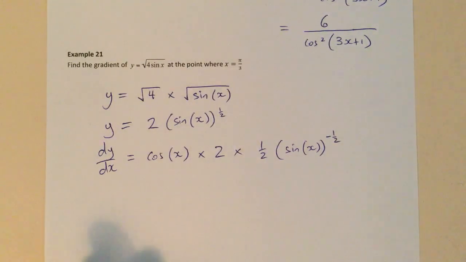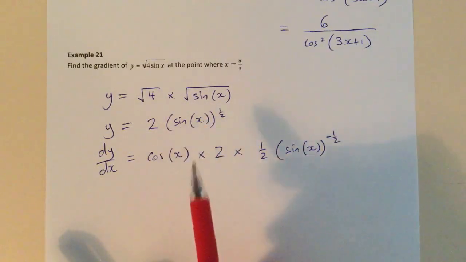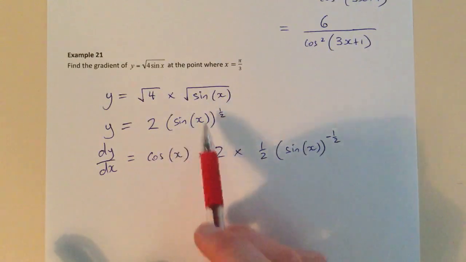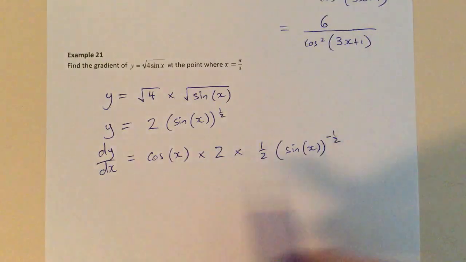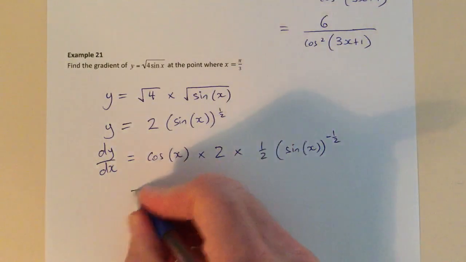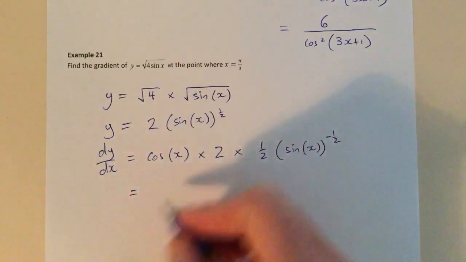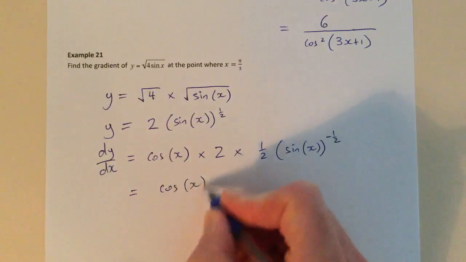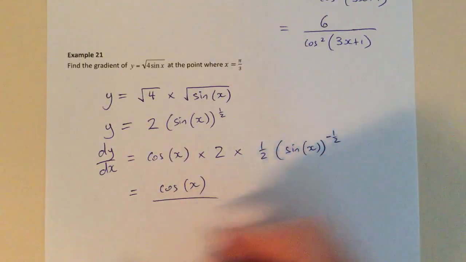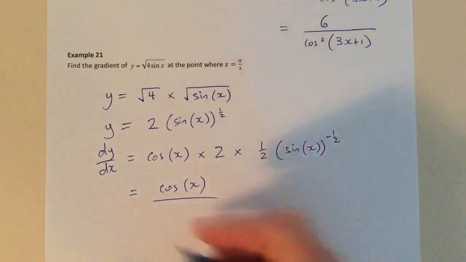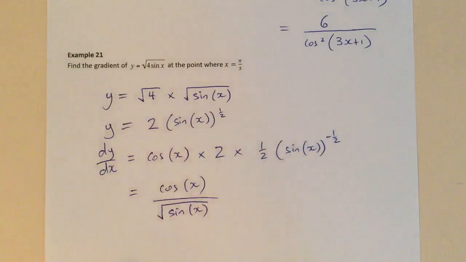As I said at the very start with the first example, if this one just felt complicated, you could always do it the so-called slow way and let u equal sine x, and then differentiate your two different parts separately. And then your job, whichever method you've used, is to tidy it up a little bit. We've got 2 times a half, that's convenient, that's going to cancel. We're going to have cos x over, now sine x to the power of negative a half can go to the bottom and become sine x to the power of positive a half, which is the square root of sine x.